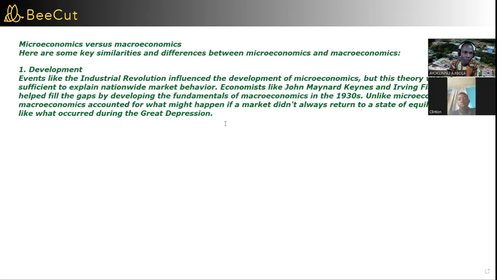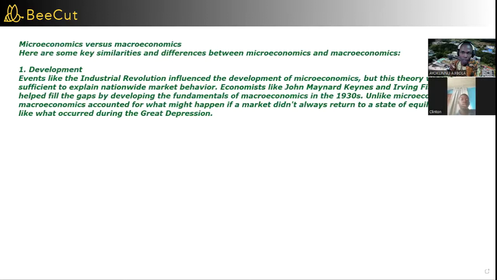So, macroeconomics accounted for what might happen if a market didn't return to a state of equilibrium. What's the state of equilibrium? Where things are going as calculated and there is no panic, no inflation, no deflation. So that is what we're talking about. So like what occurred during the Great Depression. So that is the first point there. Talking about development, we're able to differentiate between macro and microeconomics. Is that clear?